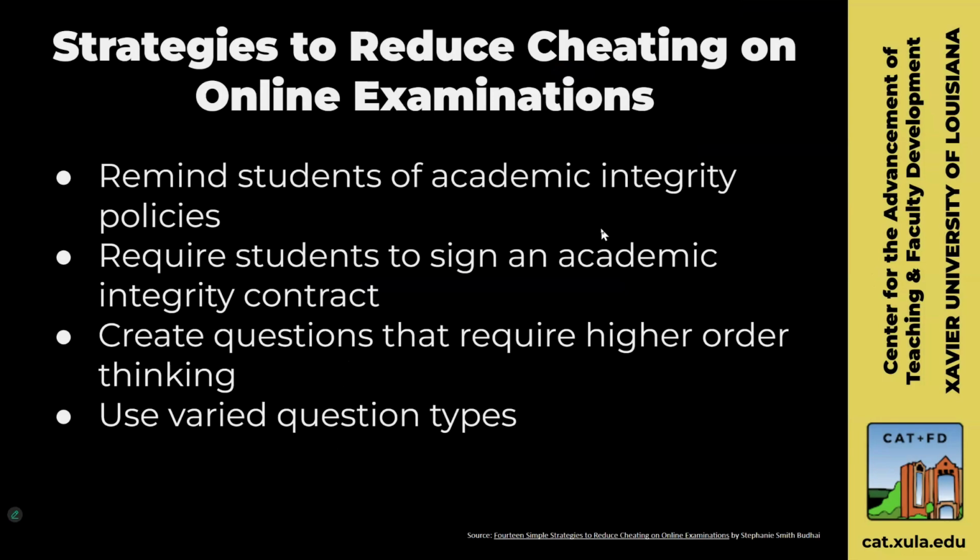A couple of these: remind the students of the academic integrity policies, perhaps require them to sign an academic integrity contract, create questions that require higher order thinking, because the AI does a better job of answering or doing work at the lower levels. And then if you're using the quizzes tool, use varied question types. So not all questions being multiple choice or true, false, or whatever. Vary your question types.